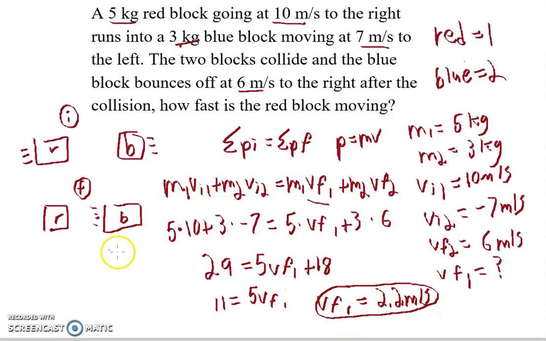So what this says actually is, we couldn't have predicted it for sure, but the positive means it's going to the right. So they run into each other, and then after the collision, they both end up going to the right. The red's going to slow down from what it was at 10 meters a second, but it's still moving to the right technically.